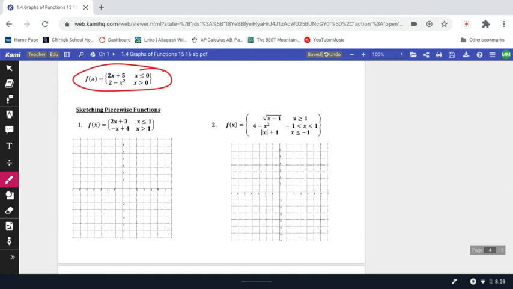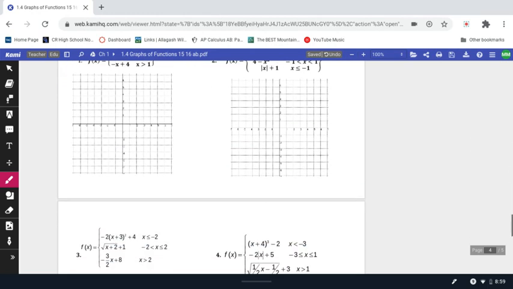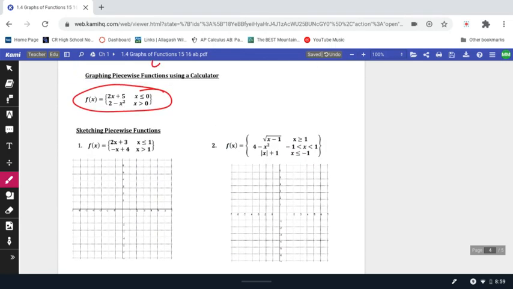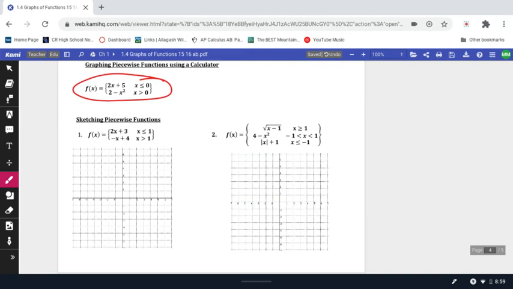Okay, so let's graph some piecewise functions here. And again, let's see, 1, 2, 3, 4. We have 4 examples. I'm probably not going to do all 4 of them. I'll do the basic one just to kind of get the idea. So basically what you're going to do is graph each one of these functions, but just over the domain where they tell you to.